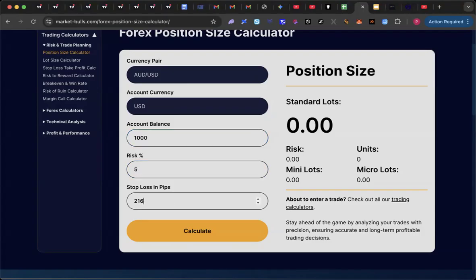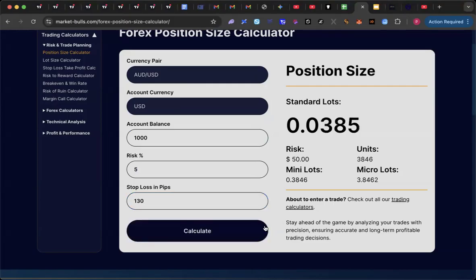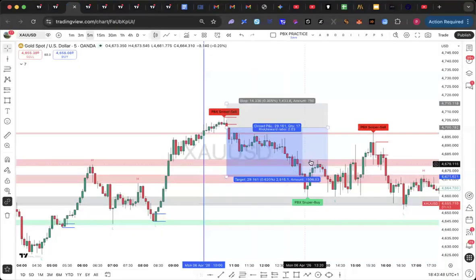So how much is the stop loss? Let's say 130 pips or something, and then you click calculate. It's going to use 0.03. So I can divide this 0.03 into 3 parts, that's 0.01 in 3 places, okay, or 0.02 and 0.01. If that's the case, then I'm going to take my trade. So if I'm taking that, the first one is going to be take profit at 1:2 risk reward ratio.